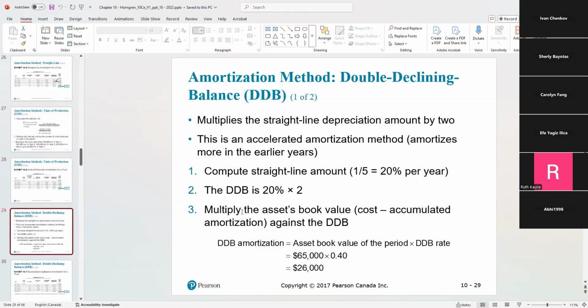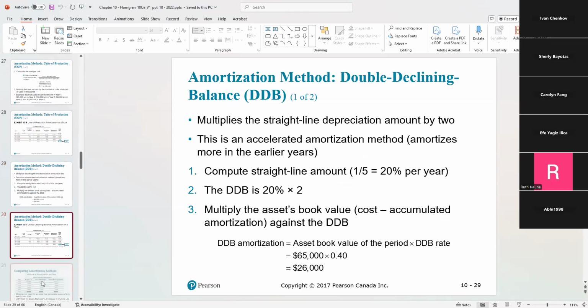Double declining. On the double declining, first, get the percentage per year, then double it. If you have to triple it, triple it. And start applying it to the balance.